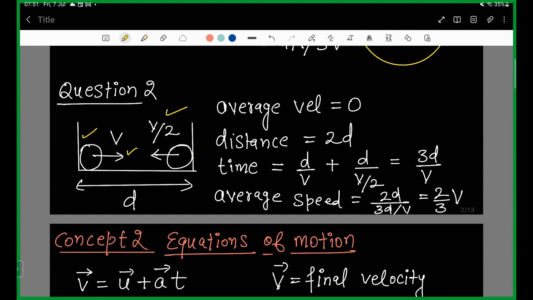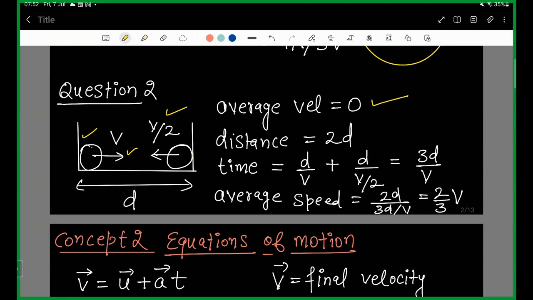So you see the total displacement is 0. Why? It started from this point and finally it came back to that same point. It means it has not displaced at all. So the total displacement is 0. It means average velocity is also 0. But the average speed will not be 0. Why? Because even though displacement is 0, the object still has covered some distance. The object has moved. Displacement might be 0, but distance will not be 0.